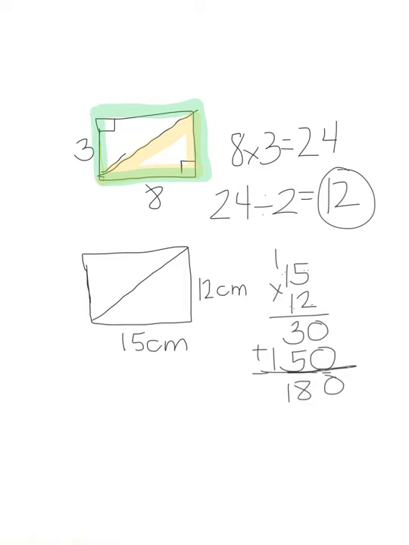Now, that 180 is for the whole shape. What I want is to know what is half of that shape. I just want to know what's this side. All right, so what you're going to do is take 180 and divide it by 2. And I know that half of 18 is 9, and then I just have to add in that last 0 and put on my centimeters.